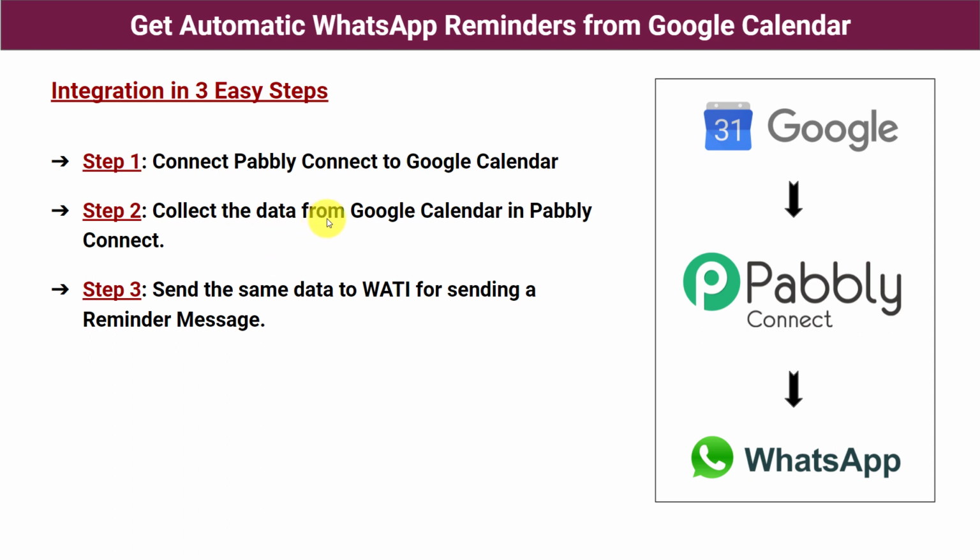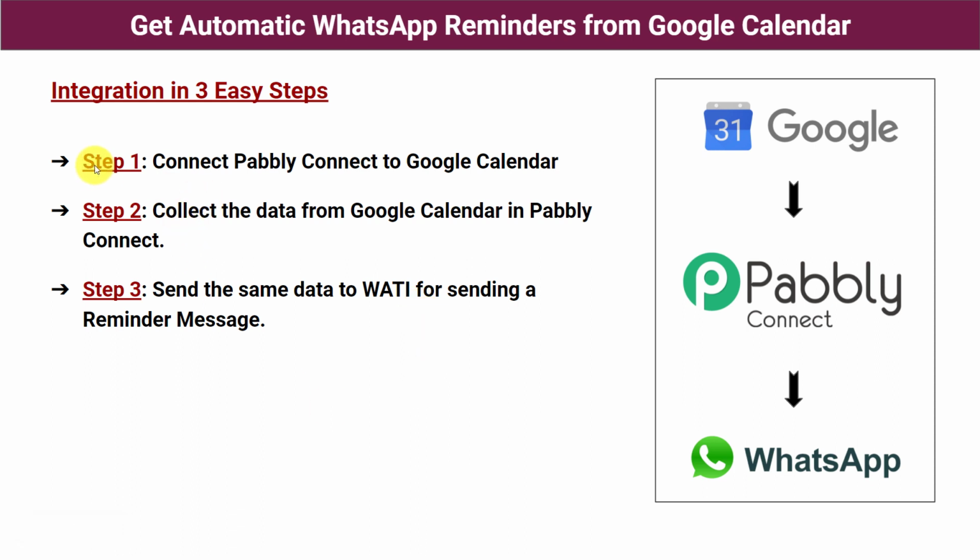Step 2 is collect the data from Google Calendar in Pabbly Connect. So in the second step, we'll bring the data from our Google Calendar to Pabbly Connect. Then step 3 is send the same data to Vati for sending a reminder message. So in the last step, we are going to send the collected data from Pabbly Connect to WhatsApp as a new message. And to do that, we are going to use another application called Vati. I'll tell you what Vati is later on in this video.